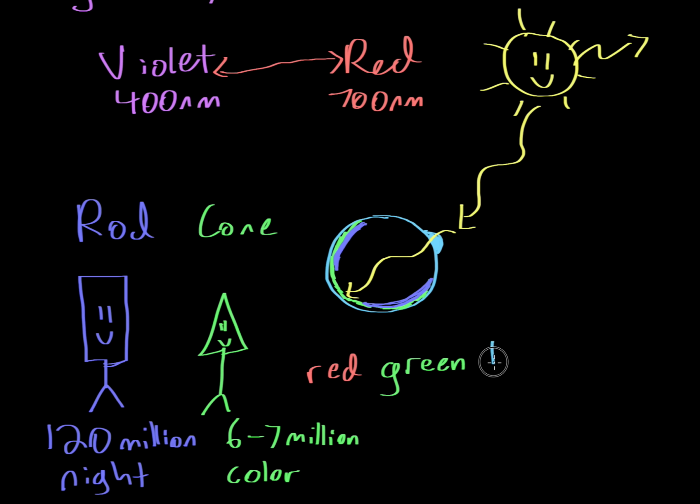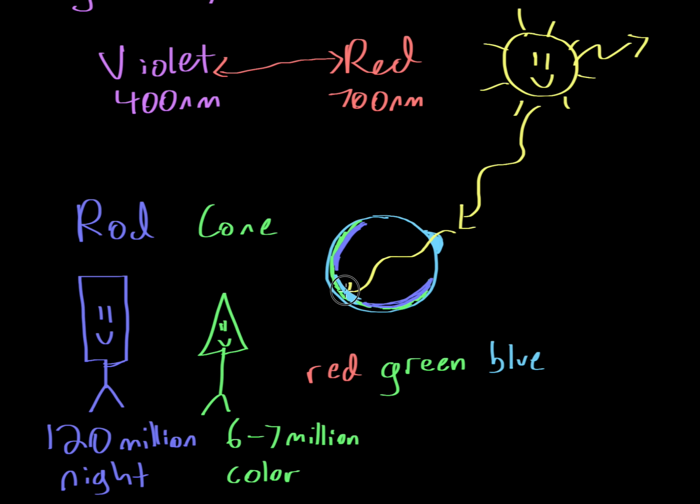We split them up into these 3 categories because red cones are really sensitive to red light, green cones are sensitive to green light, and blue cones are sensitive to blue light. So there are these 3 main types of cones that absorb light that ends up being red, green, and blue. The cones are centered in this little region of the retina right here, and we call that the fovea.